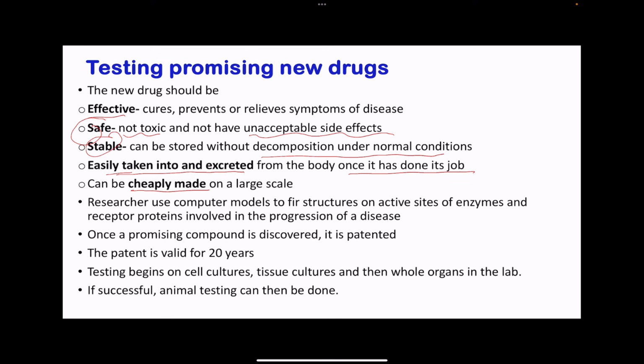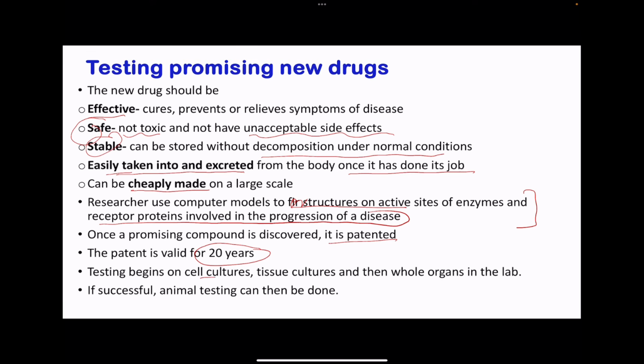In order to determine which drugs can be successful, computer models can be used for structures on active sites of enzymes as well as receptors of specific proteins that are involved in the progression of disease. This is for scientists to find out which compounds could be helpful. Once certain compounds, either binding at receptors or binding at the active sites of enzymes, have been discovered, they can be patented, and the patent can be up to 20 years.